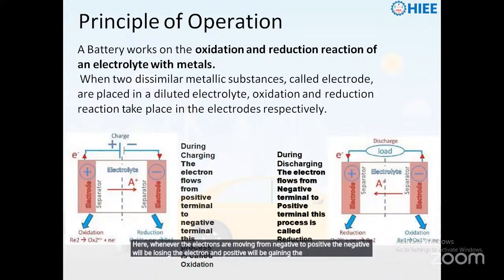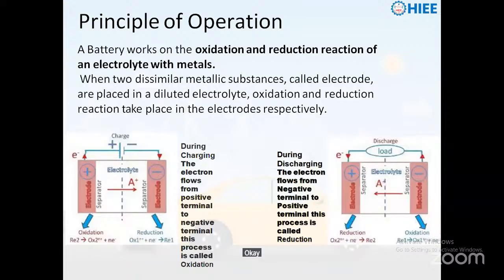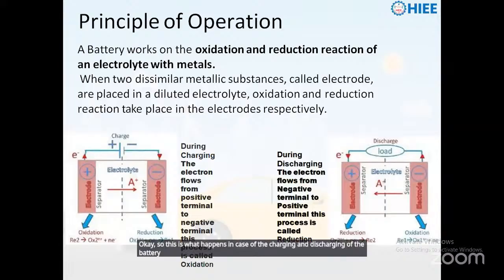So if we consider the proper battery chemistry, in case of charging, the battery will be gaining the electron. In case of discharging, the battery will be losing the electron. So this is what happens in charging and discharging of the battery. During the charging we have oxidation, and during the discharging we have the reduction principle.